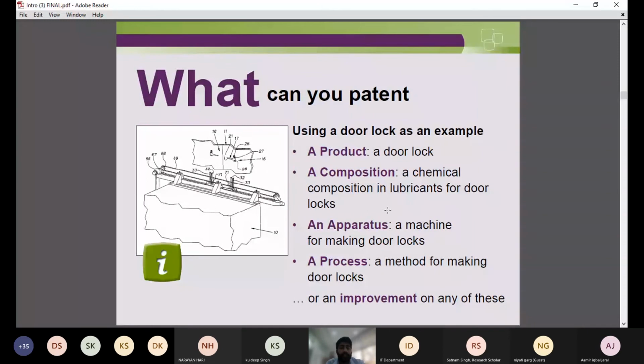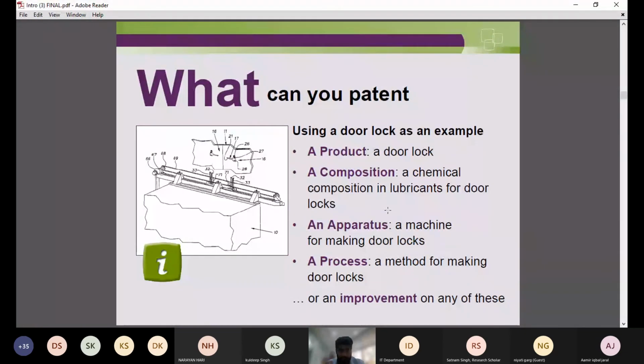In a similar way, if we talk about a simple door lock, what can you patent? Either the complete door lock as a whole can be patented, or if you have invented some unique lubrication to be used in the door lock, then that lubrication can also be secured under patent right, or we can say the composition of that lubricant.